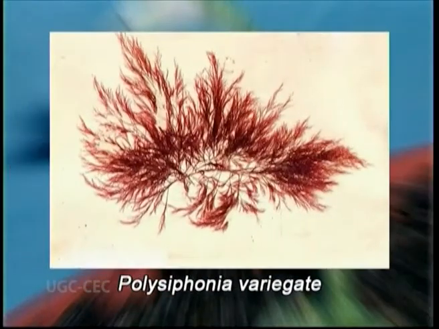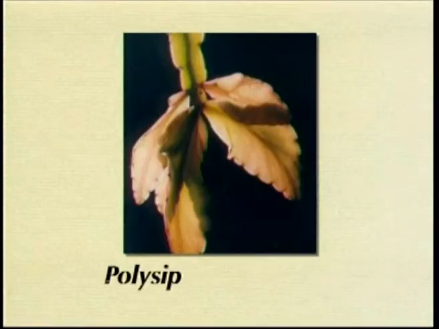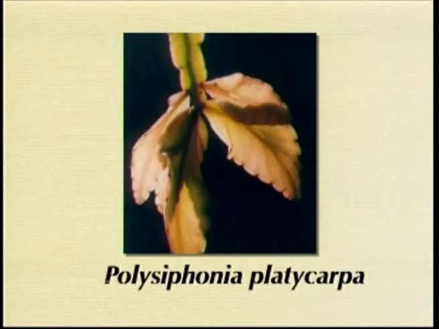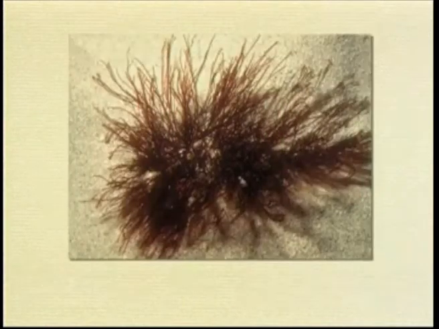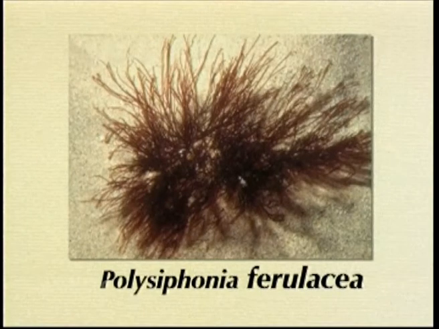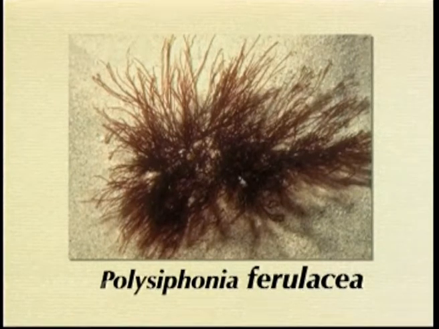In India, Polysiphonia shows common distribution along the west coast. Common species found in India are Polysiphonia variegata, Polysiphonia platycarpa, Polysiphonia elongata, and Polysiphonia ferruginea. Most of its species grow as epiphytes on the members of Fucaceae and other large marine algae.